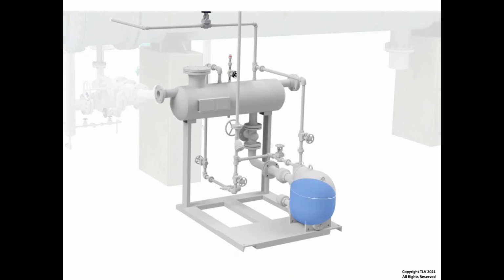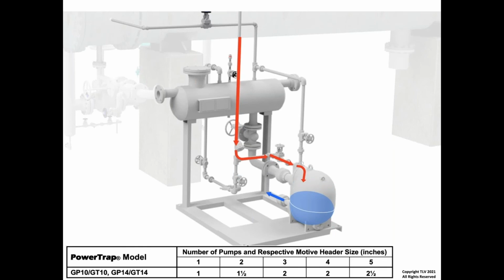Now, we have our pump trap body filled with condensate, and we're going to bring some steam in, and it's going to push that level down. That's how we pump it out. But we need to make sure that that steam line is large enough. So let's take a look at the chart at the bottom here, and you see if you've got more than one unit, 2, 3, 4, 5 pumps, we need piping as large as 2.5 inch, or again, 3 inch.